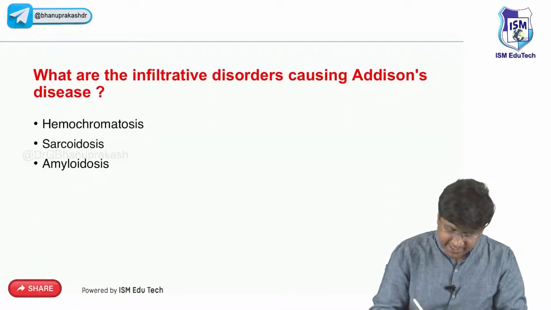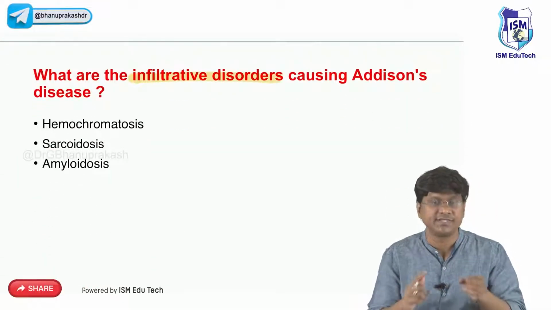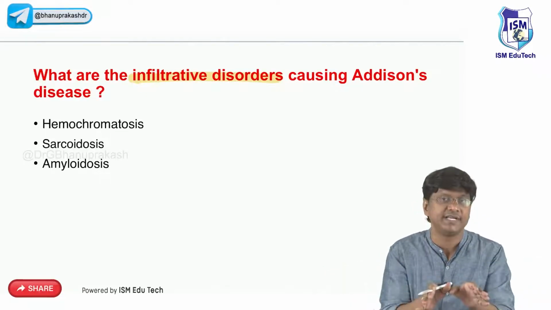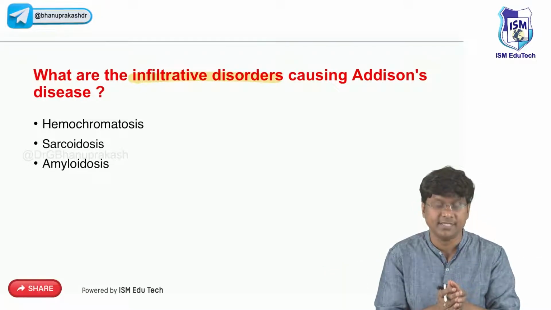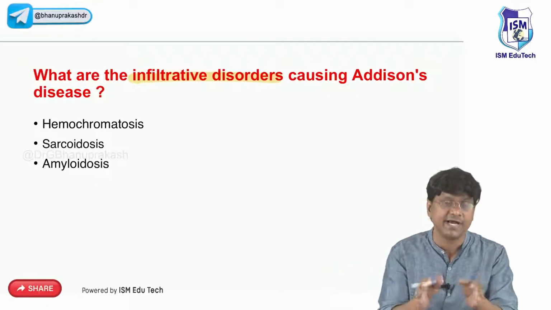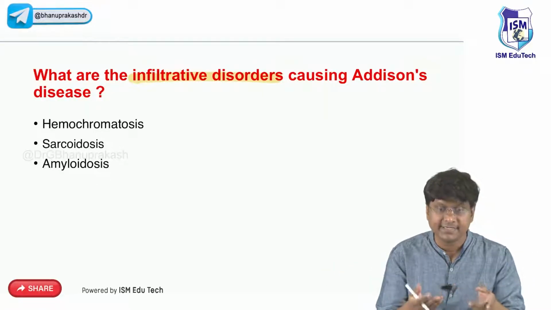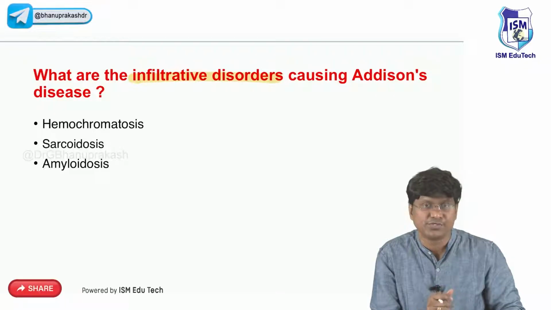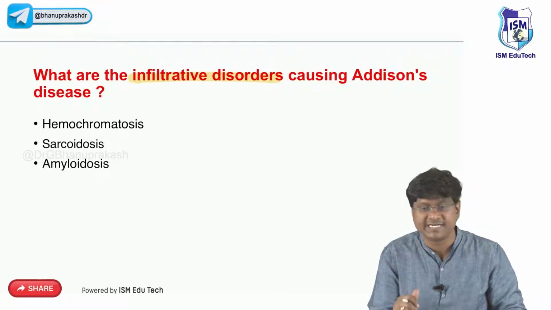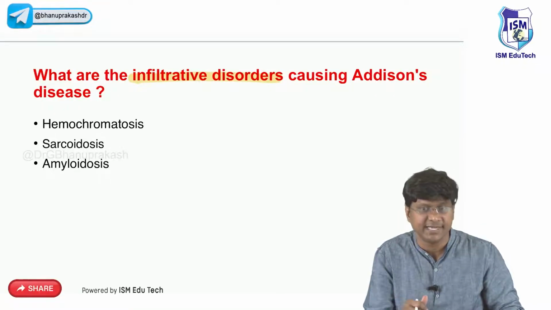And what are the infiltrative disorders that can cause Addison's? That includes sarcoidosis, where there is non-caseating granuloma accumulating within the adrenal gland. Then hemochromatosis, where there is excessive iron accumulating within the adrenal gland. Then amyloidosis, where there will be abnormal protein which gets accumulated within the adrenal gland, resulting in Addison's.